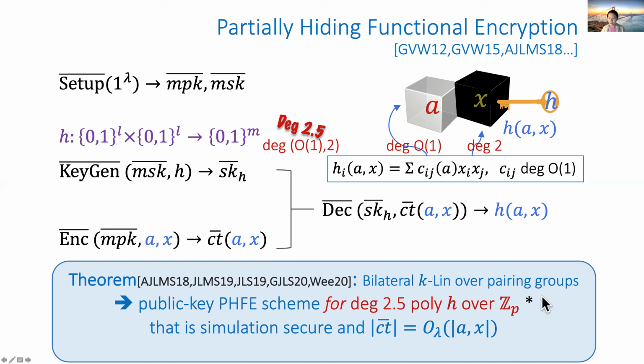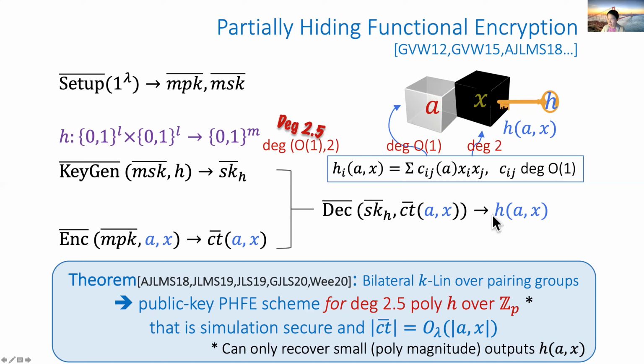And here, one last caveat that I need to mention is that, as we see, there's a little star here. The caveat is that for these partially hiding FE schemes, when we decrypt, we can only recover the output in the clear if the outputs are small, in the sense that they have small polynomial magnitude. In particular, it would be fine if we're evaluating Boolean functions where the outputs are just 0 and 1. But extending a little bit more, we can also evaluate functions that have larger outputs, but are polynomially sized.